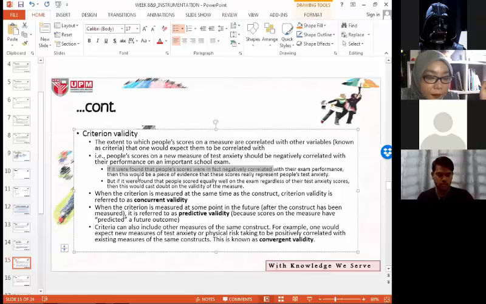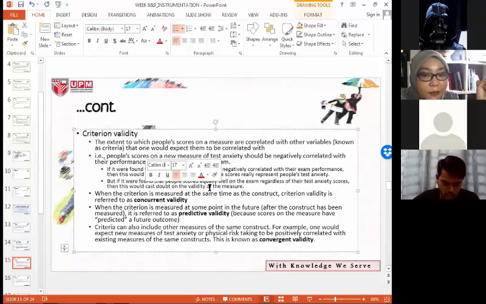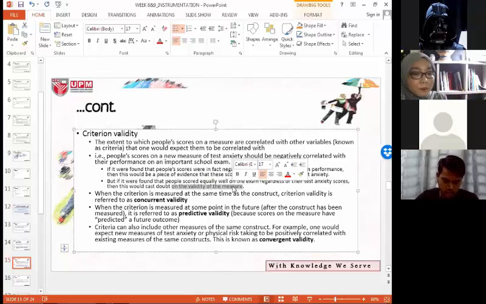But if it were found that people scored equally well on the exam regardless of their test anxiety scores, then this would cast doubt on the validity of the measure.